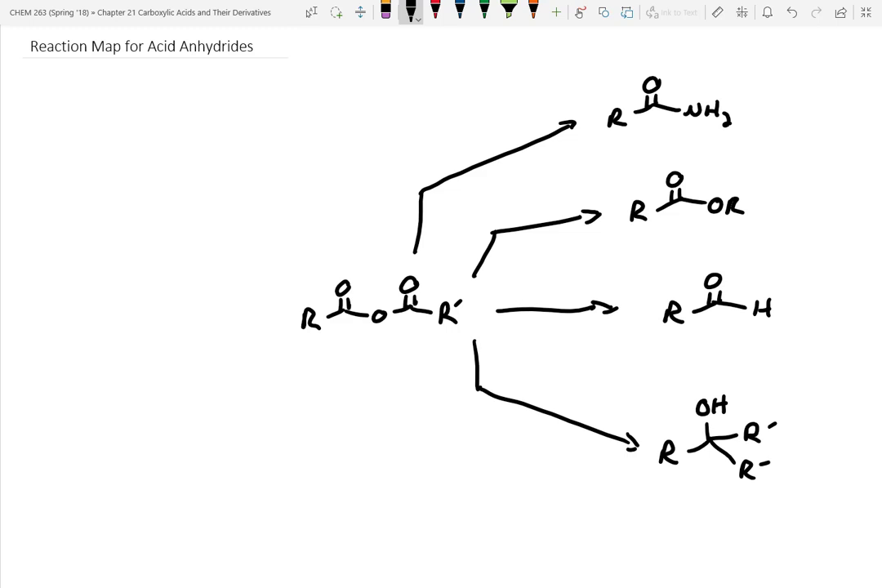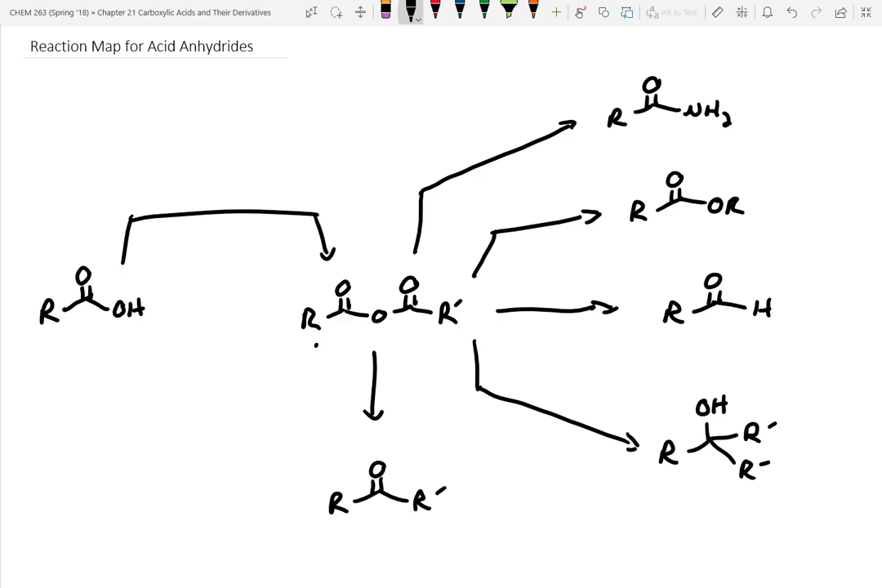So now we made a tertiary alcohol. I'll do a ketone down here, and then I'll do a carboxylic acid over here. And we'll do both going to and from a carboxylic acid. All right, I think that's all of them. So let's just start with one of these.